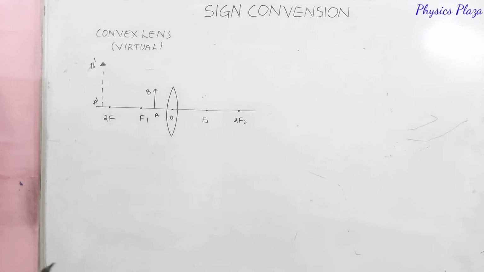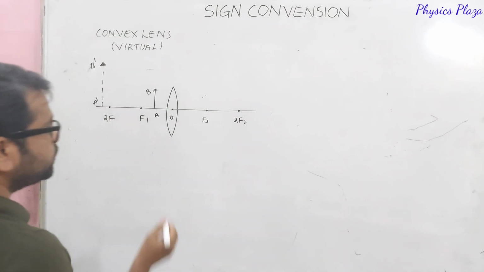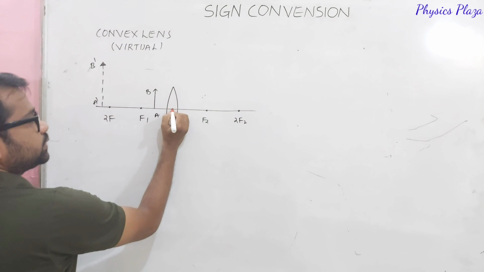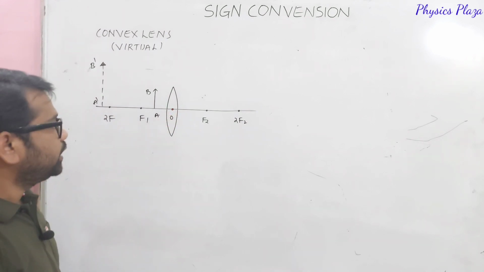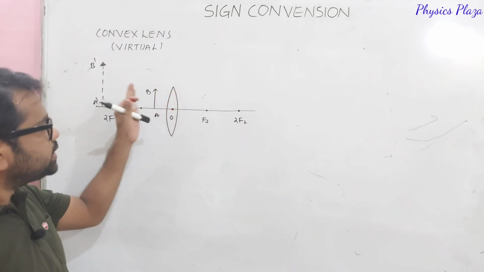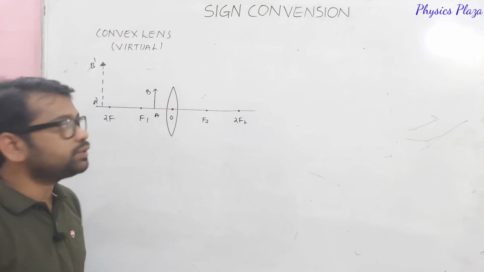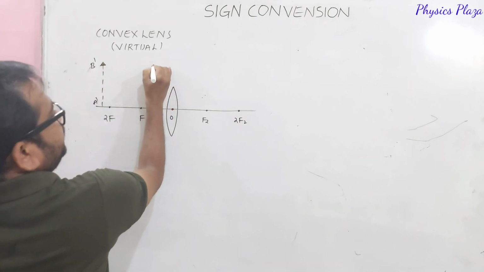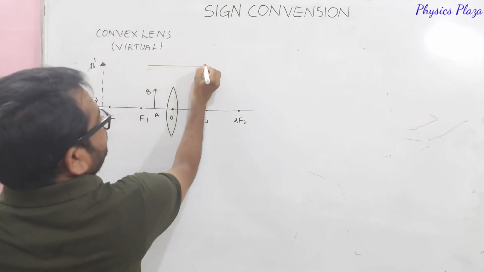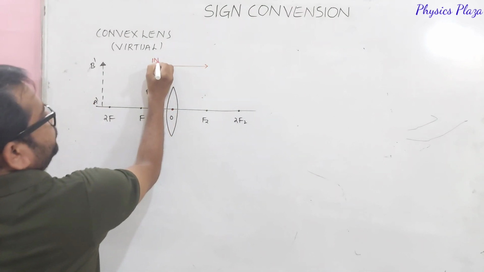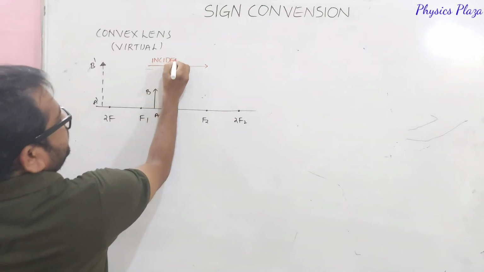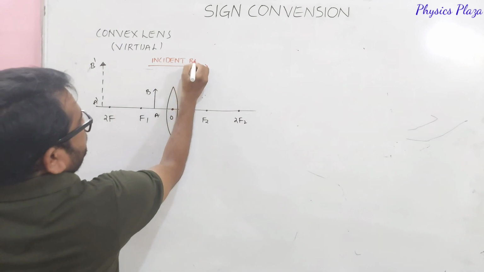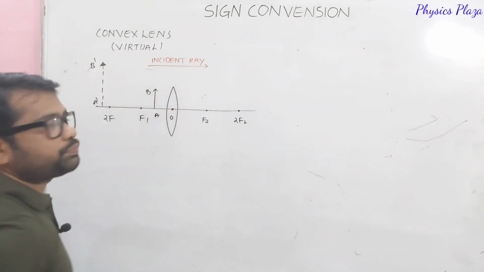According to the sign convention rule, here the optic center is taken as the origin, and the second point, the object is placed on the left side of the lens, that is fine. So here, children, incident rays will go like this. So this is the direction of the incident ray. Children, this is a reference for us to take the measurements, whether positive or negative.